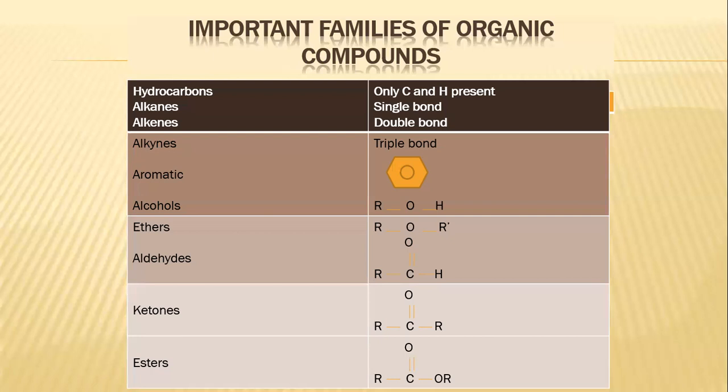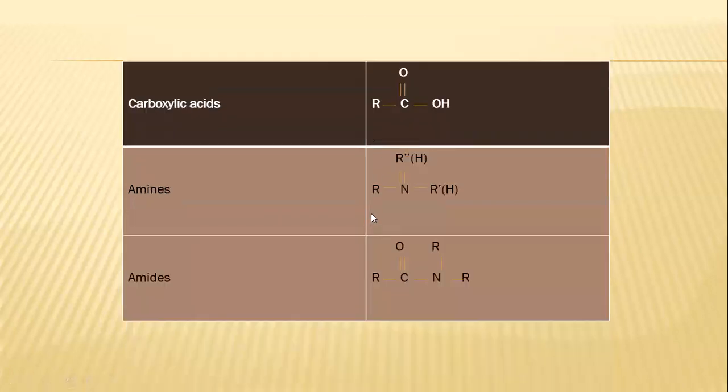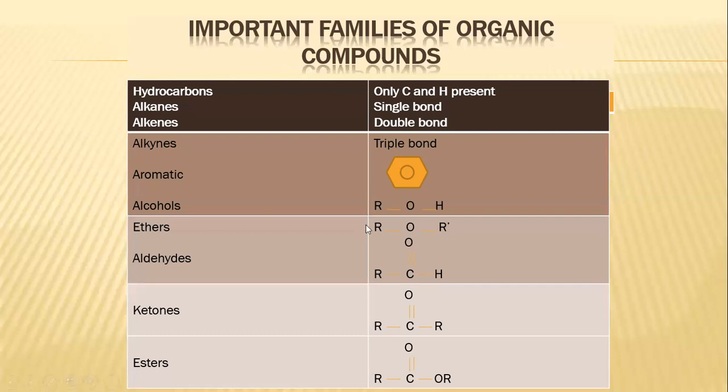So in these ethers, ROR is the functional group. You name the alkyl group here, and you name the other alkyl group, and combine them. For example, CH3 with CH3 is dimethyl ether. If CH3 with C2H5, it is methyl ethyl ether. If two ethyl groups are there on an oxygen, it is diethyl ether. So by naming the alkyl groups, we name the ether.